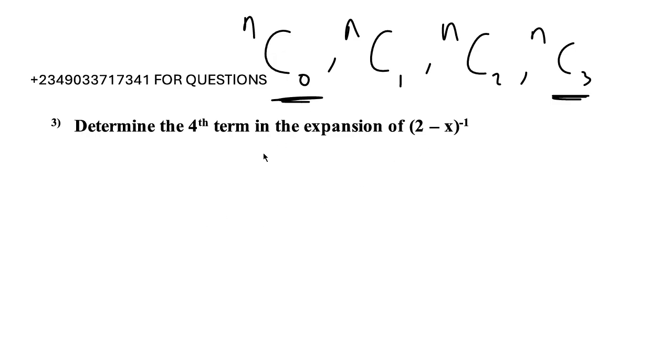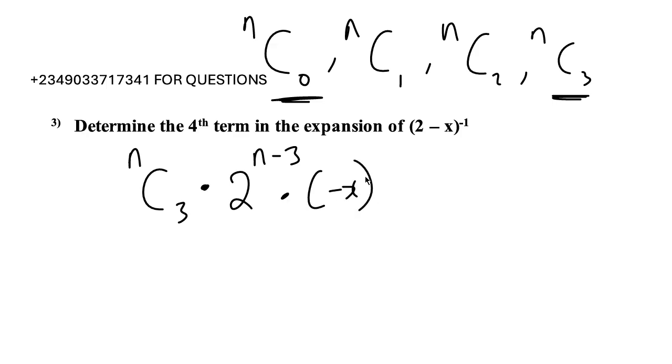Because it all started from 0. So to determine the fourth term, what you have is n combination 3. Remember, you will not substitute n here because it's negative. n combination 3, 2 to the power n minus 3. Agreed? Then negative x to the power 3. The job is done.